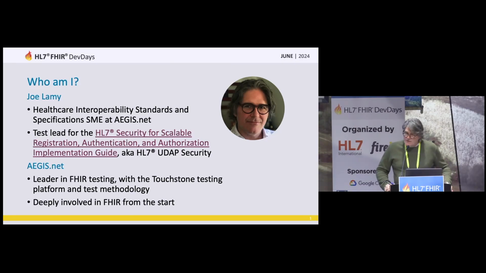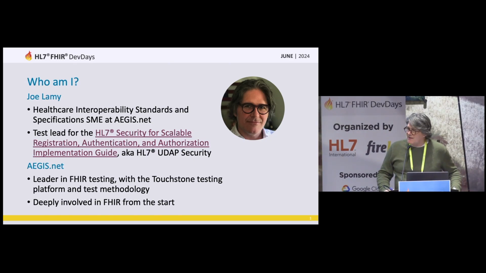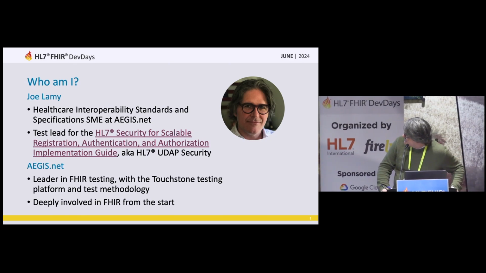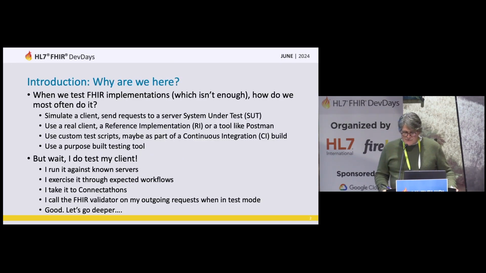I'm a standards and specifications geek at Aegis.net, and I'm the test lead for the test suite for this big long name, which we call by many names, like HL7 Fast Security IG, or HL7 UDAP, or Sarah, or you pick. But whatever it is, it's a profile over OAuth 2. And so there you go. It's a short talk, so I'm going to try and go quickly.